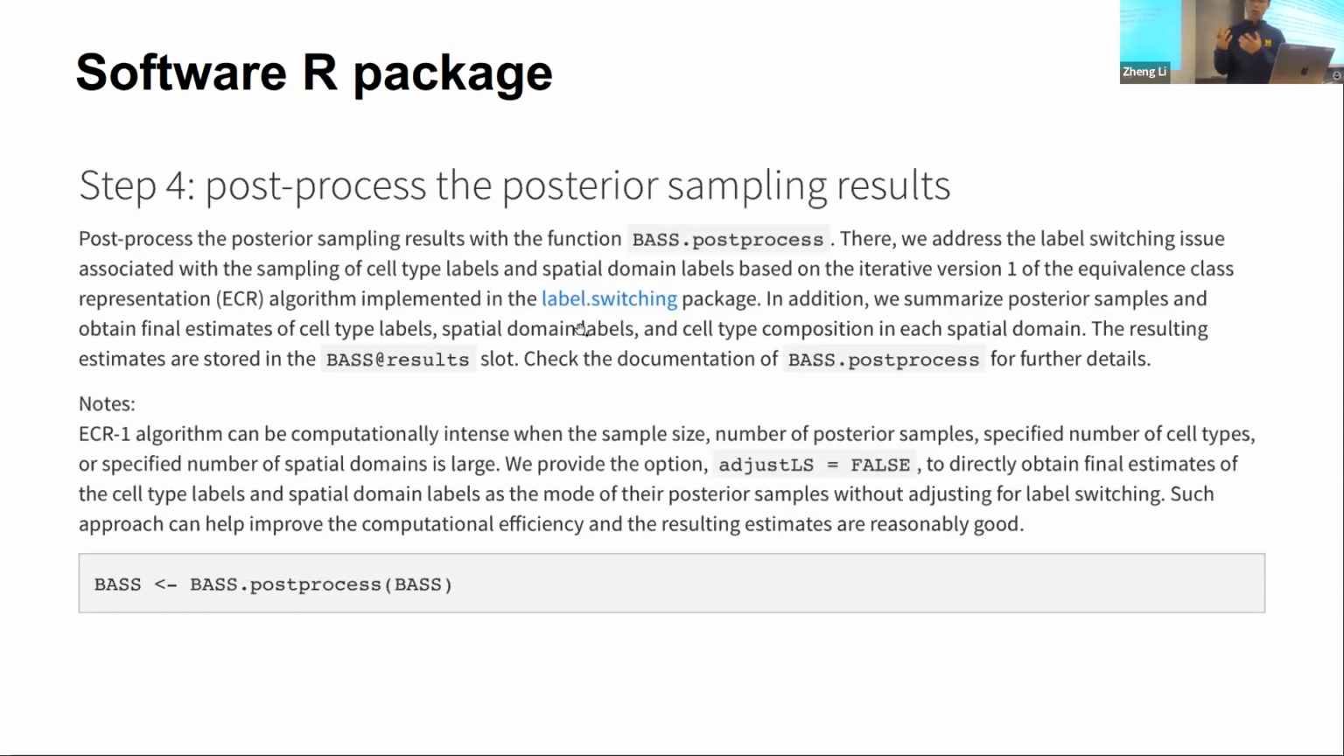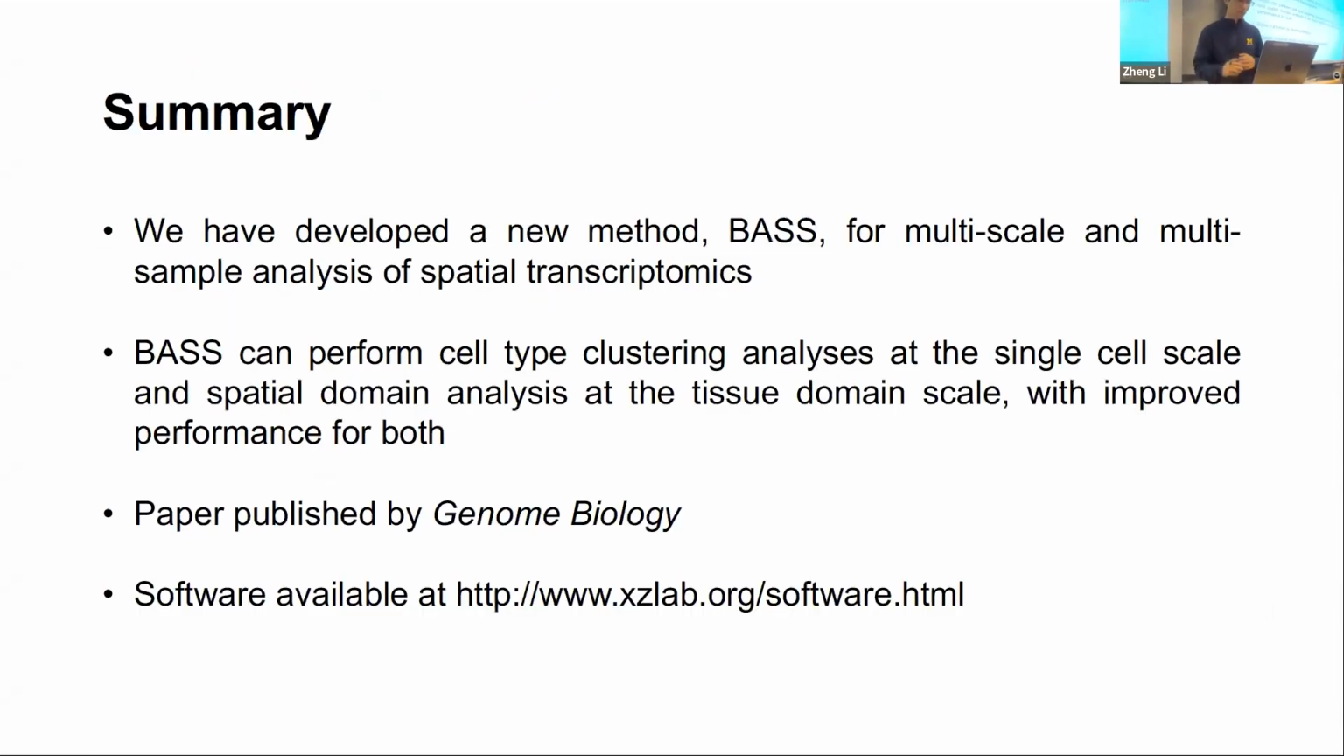So it causes an issue when we try to summarize all these posterior samples because the labelings are not matched. This issue is called the label switching issue. So in this post-processing step, we use the package called label.switching to address this issue. After that, we just take the posterior mode of all our posterior samples as our estimates. And that's basically the package.